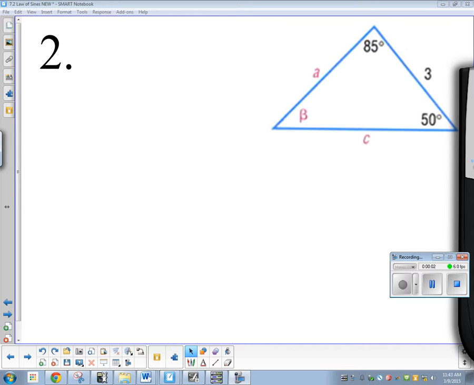Example number 2. We've got a triangle drawn. It's not a right triangle, so we can't do Pythagorean theorem. We can't do SOHCAHTOA. Okay? The thing I always want to try to do first is law of sines.